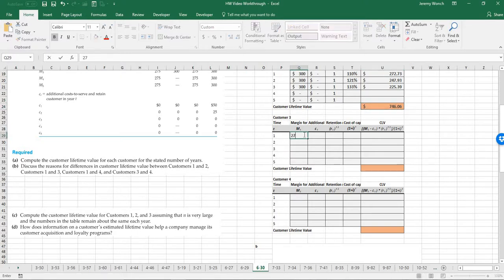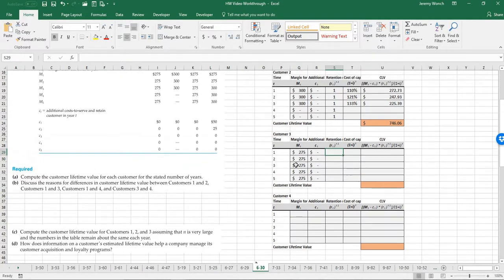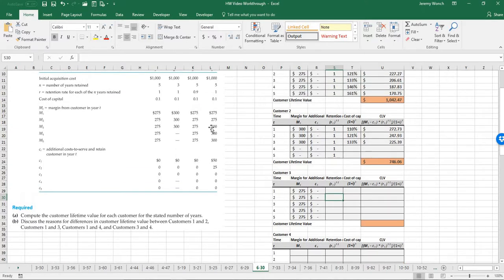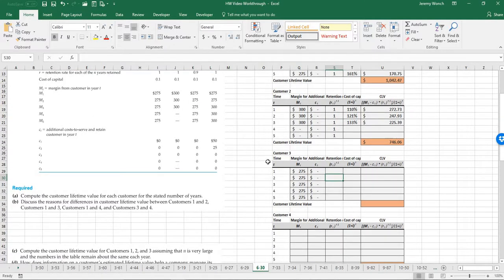So customer 3. $275 for all 5 years. No additional cost to serve this customer. But their retention rate is different. They have a retention rate of 0.9.